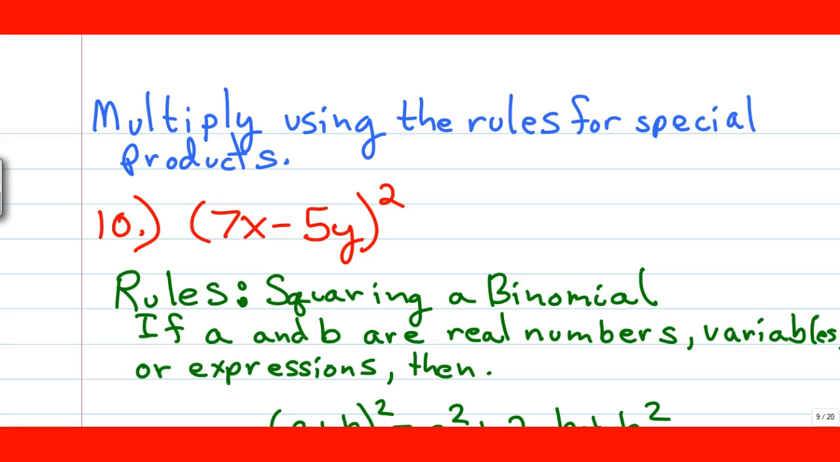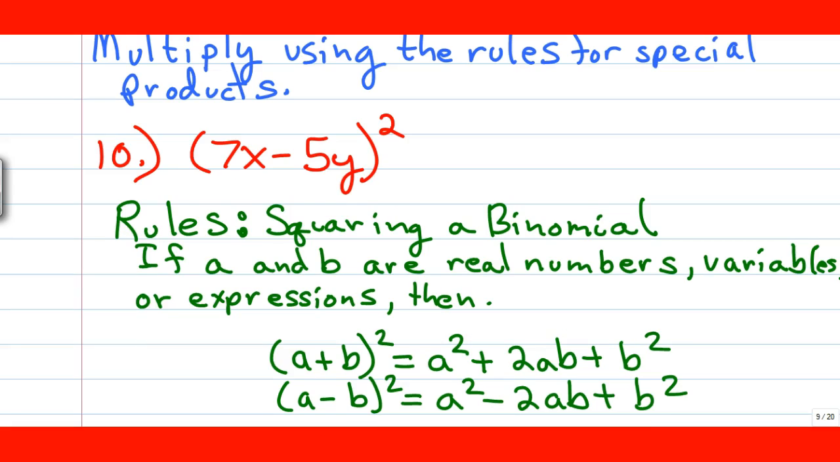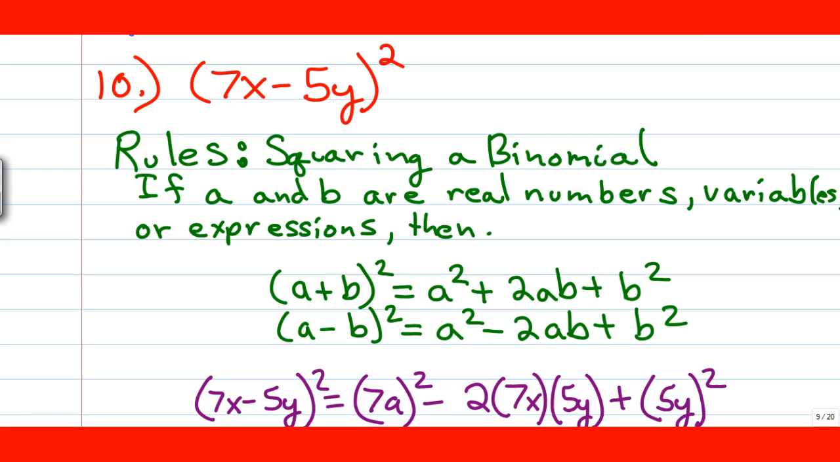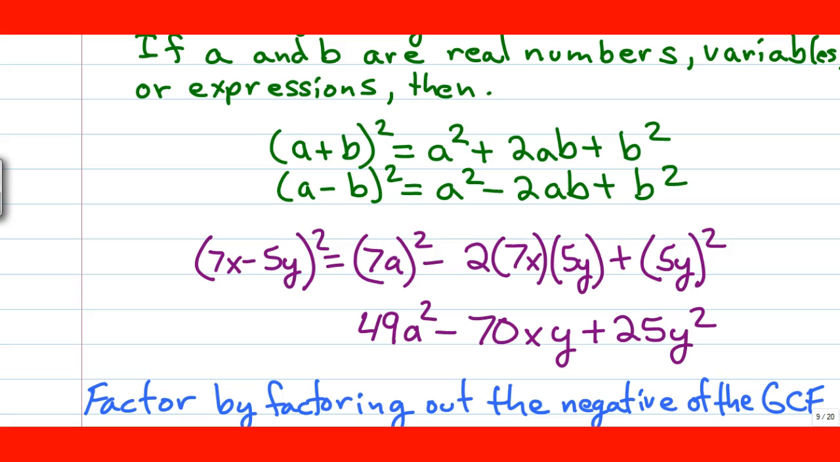Moving on to question number 10, the instructions read, multiply using the rules for special products. So here I have a 7x minus a 5y overall raised to the second power. When I'm looking at this one, this is going to be a rule where I have a squaring of binomials. If a and b are real numbers, variables, or expressions, then I can factor by using one of the two formulas below.